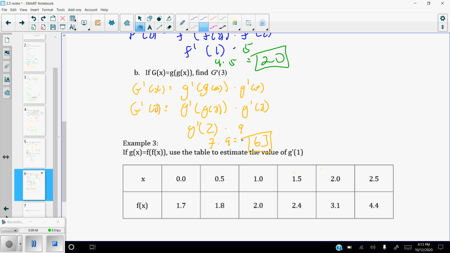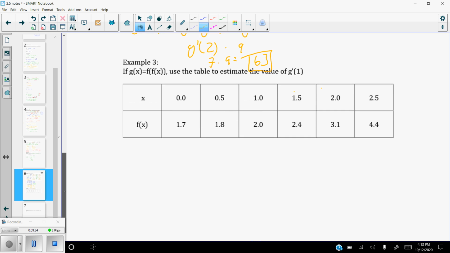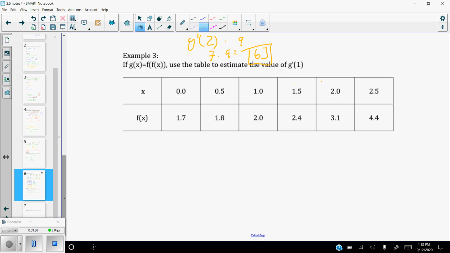So that is the derivative of capital G as it was defined. Next one's a little bit different. Same general idea, but you have to be really careful about what you're seeing in the chart.